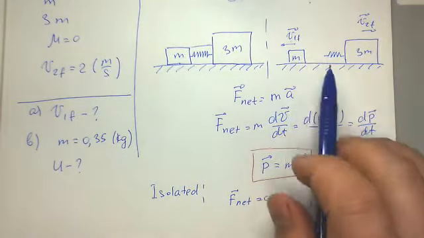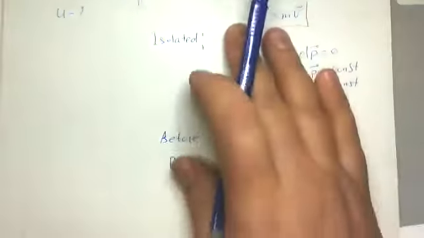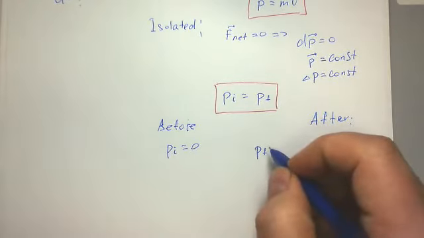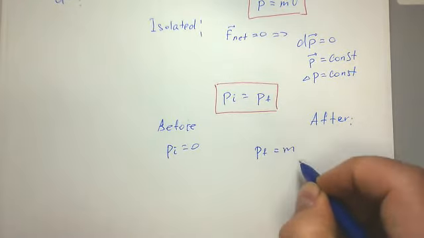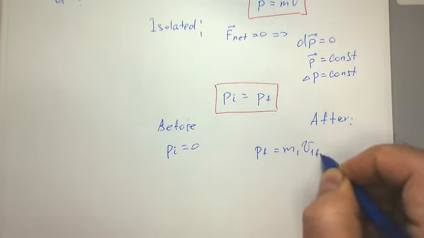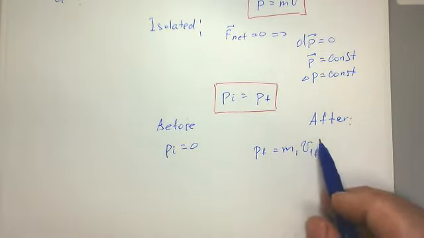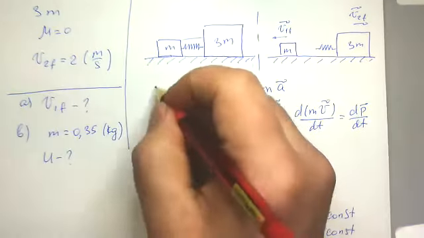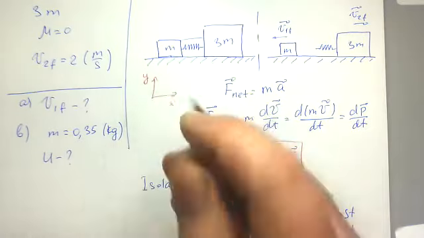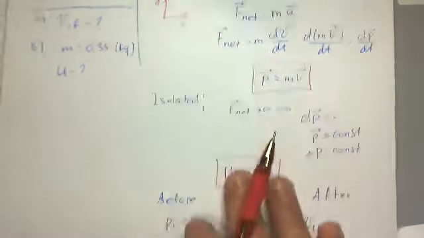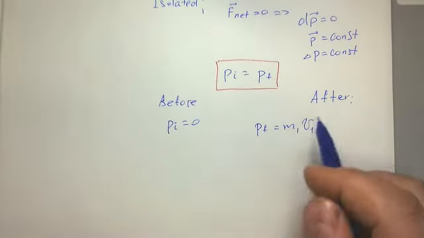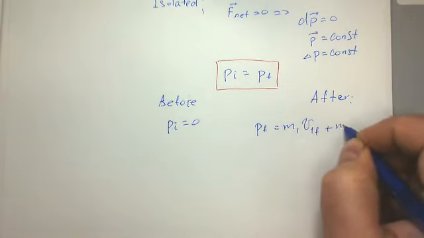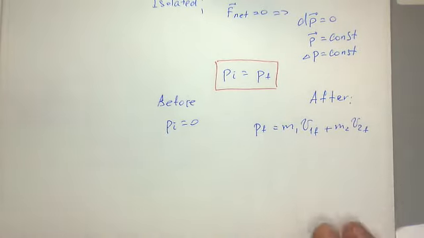So the total momentum of the system, which is the final momentum, equals m1 v1 final plus m2 v2 final. We can skip the vector notation because everything is happening along one axis, a coordinate system like that. So everything is happening along the x-axis. That would be just m1 v1 final, the momentum of the first object, plus the momentum of the second object, m2 v2 final.